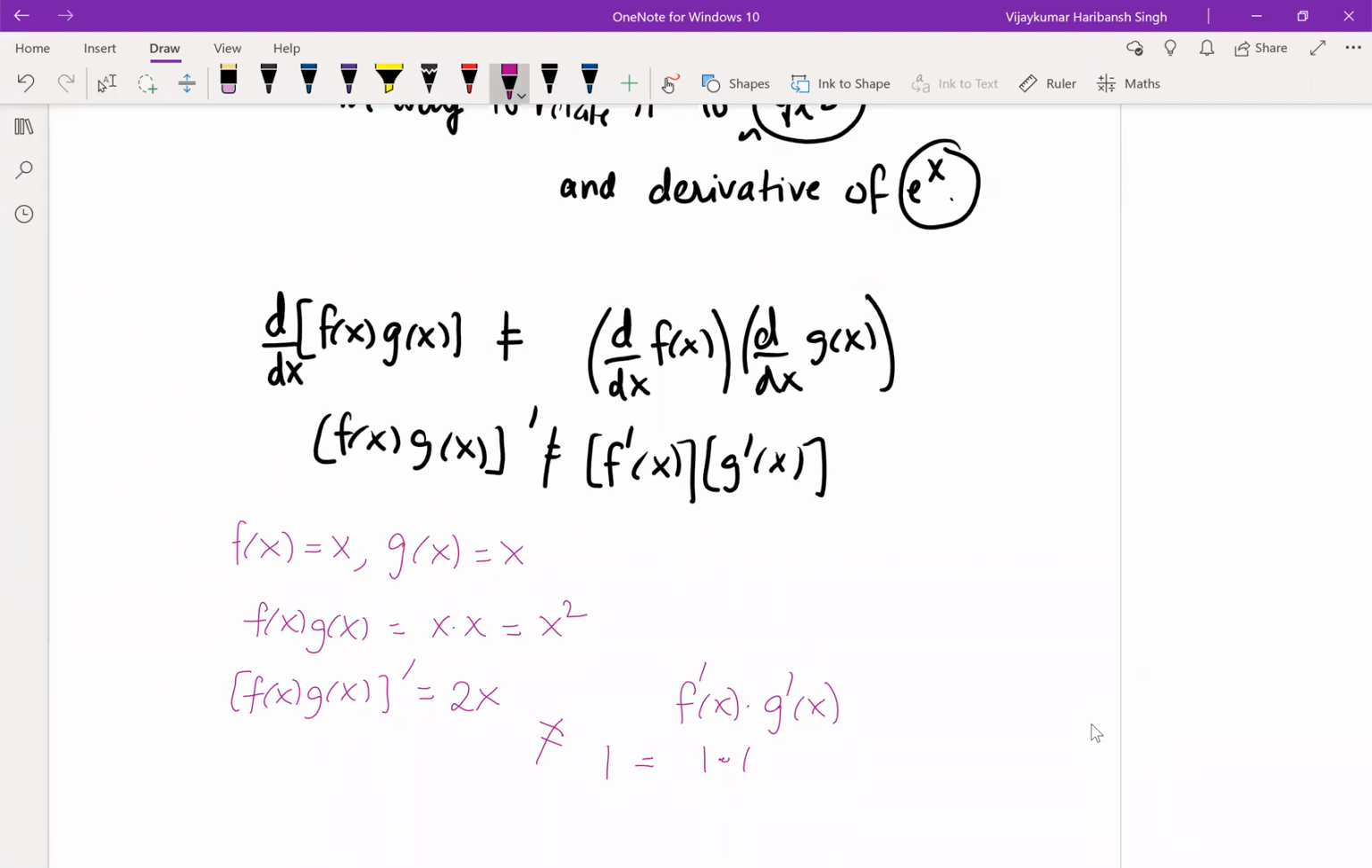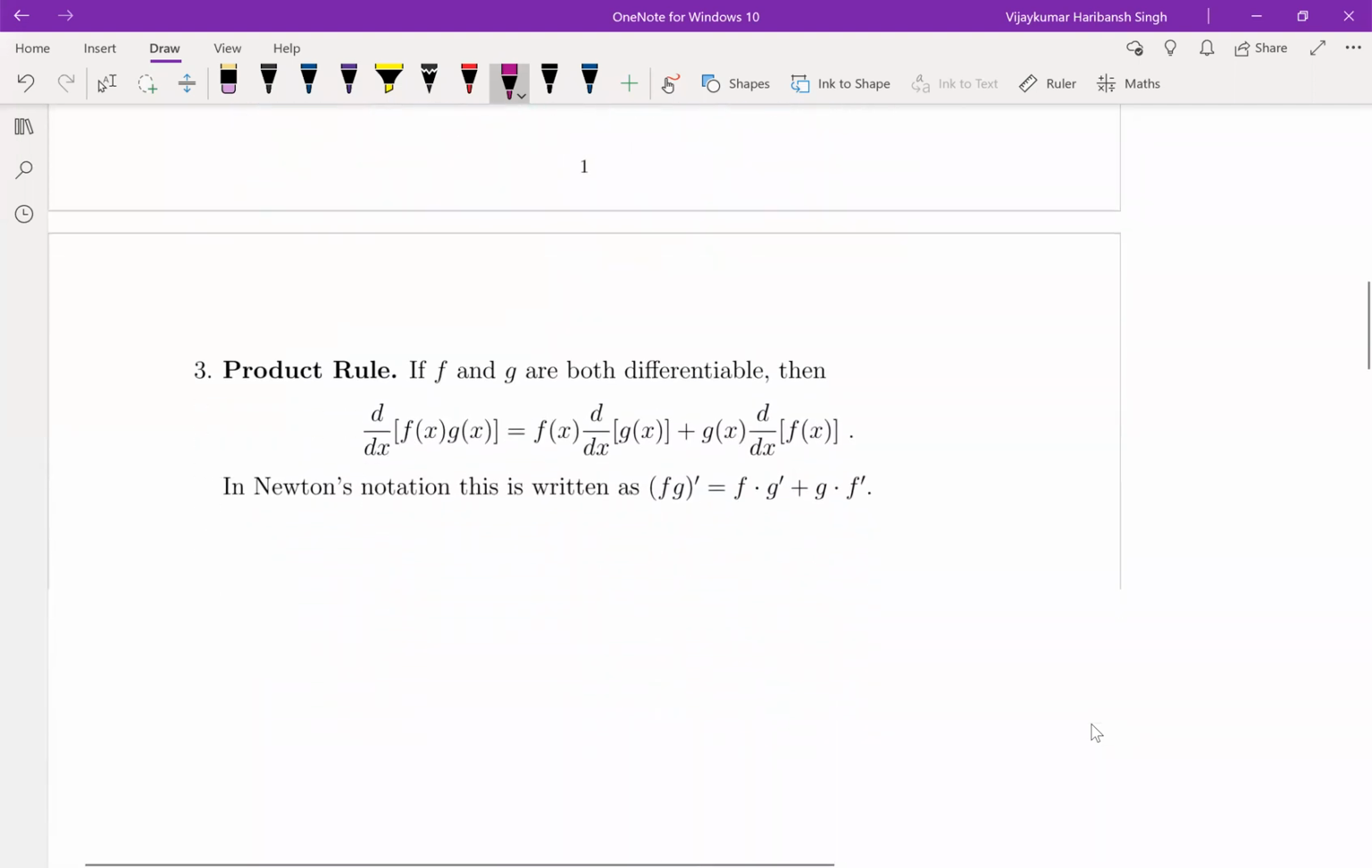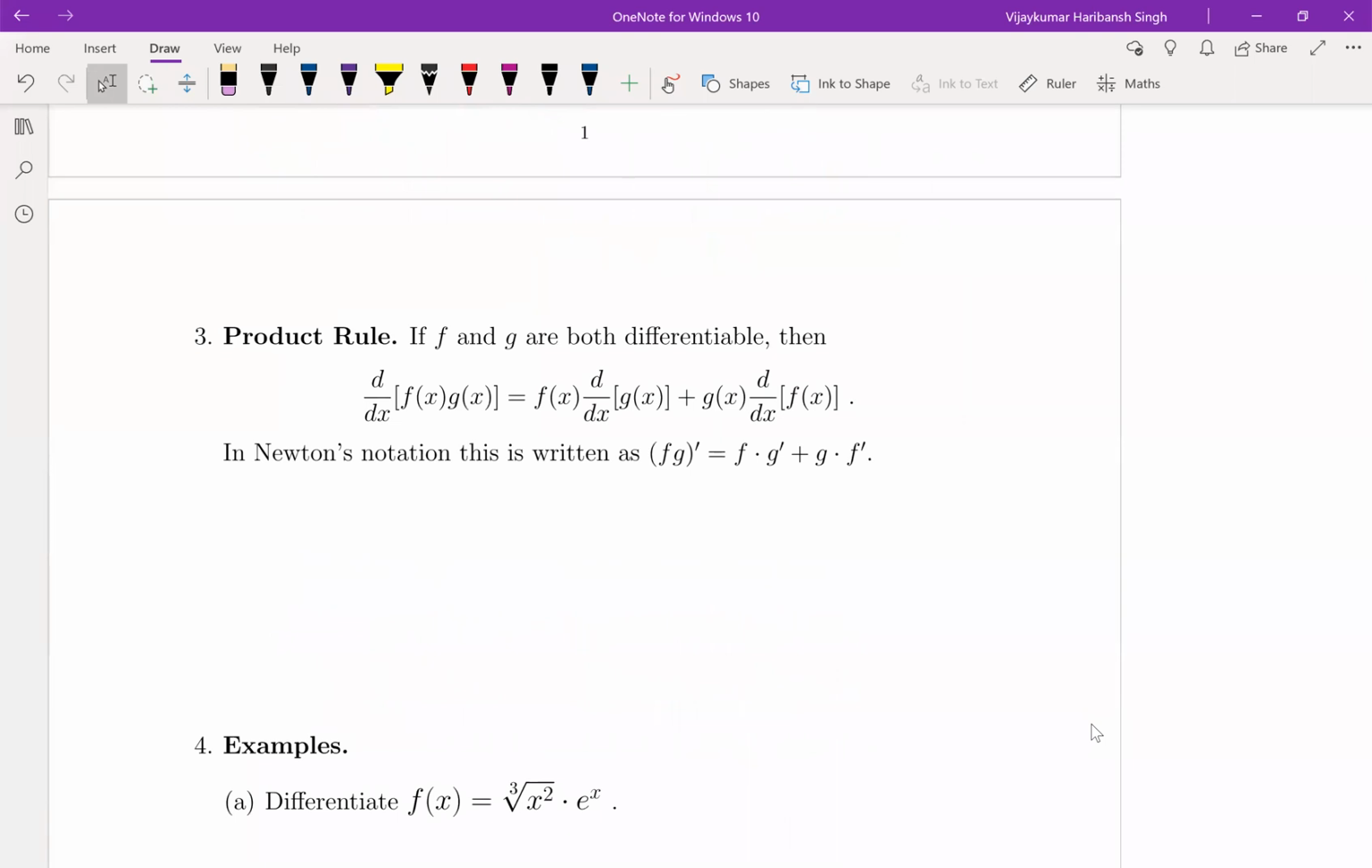Okay, so what is it then? All right, so for that we have the following rule. The derivative of f(x)g(x) is f(x) times the derivative of g(x) plus g(x) times the derivative of f(x). Okay, let's see why that is the case. So we want to compute (f(x)g(x))'.